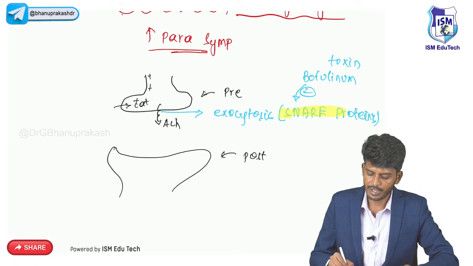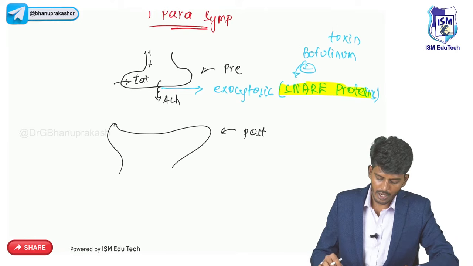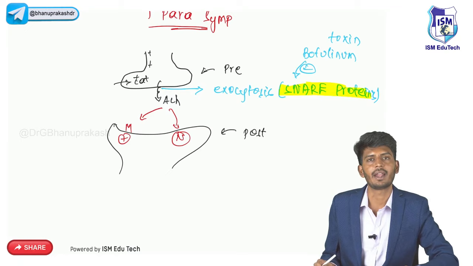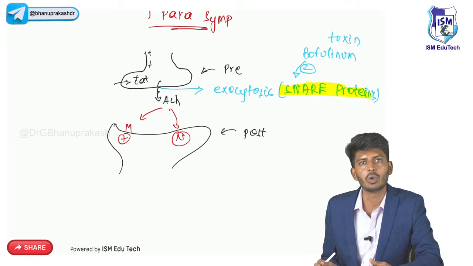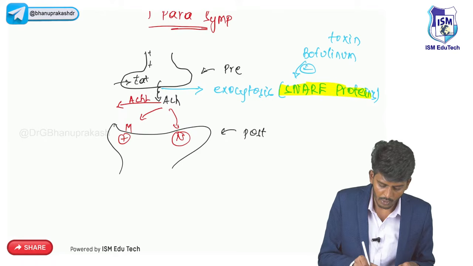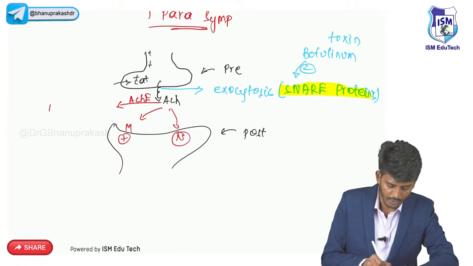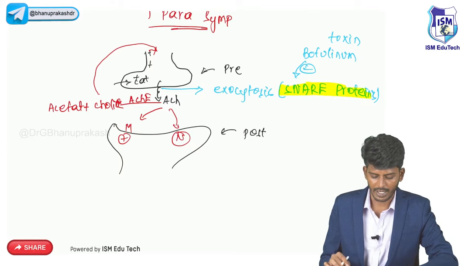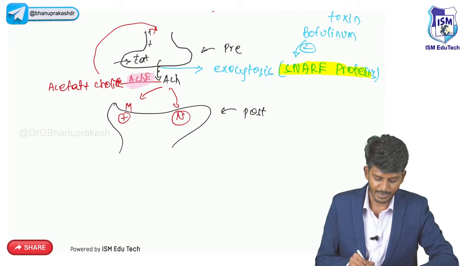Now this acetylcholine can act upon, for example, an M cholinoreceptor or an N cholinoreceptor. The postsynaptic membrane can be an organ, a neuron, or a muscle. All of them are possible. Now look here, this acetylcholine is metabolized by an enzyme called acetylcholinesterase, which metabolizes acetylcholine into acetate plus choline. This choline can be used again. This acetylcholinesterase is an enzyme present in the synapse.